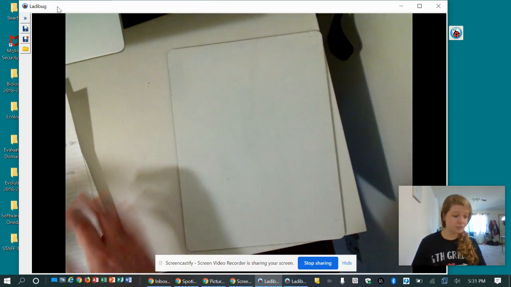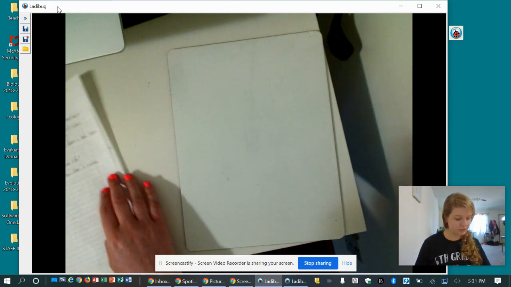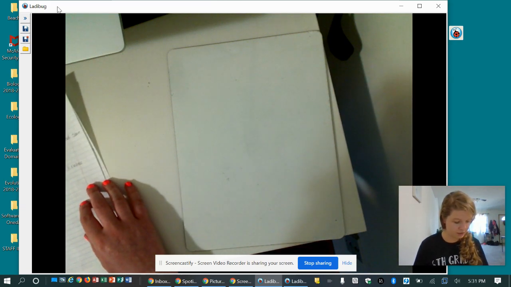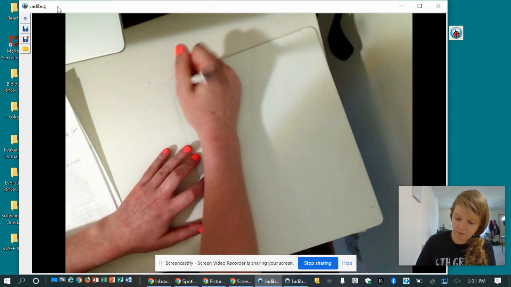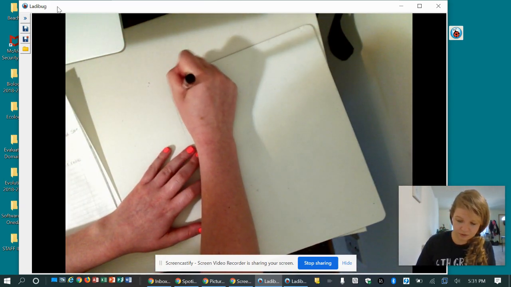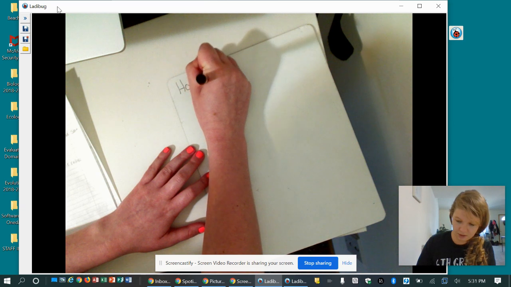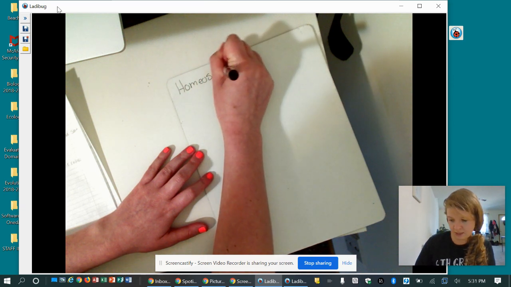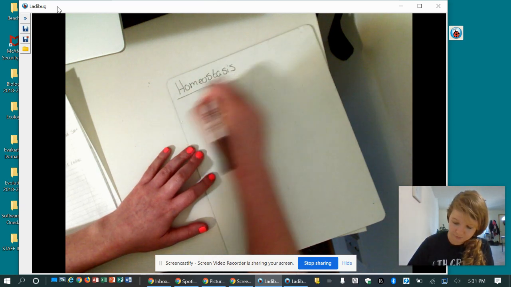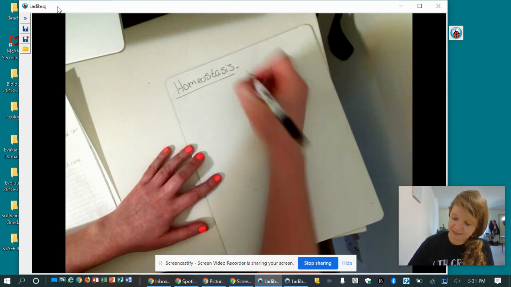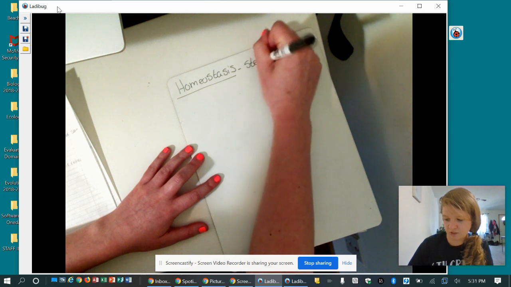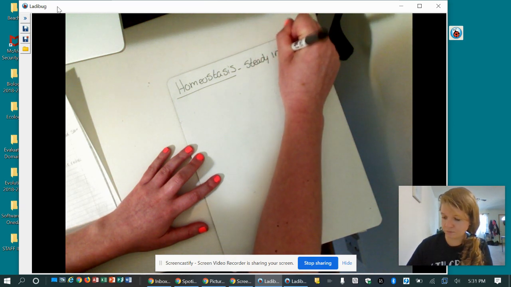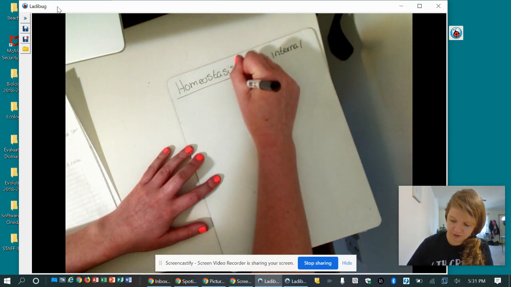So this is another vocab word for our unit. Let's use a different color because that marker was kind of bad. Let's try this one. So I want you all to know this word, homeostasis. Homeostasis is how your body maintains steady internal conditions.